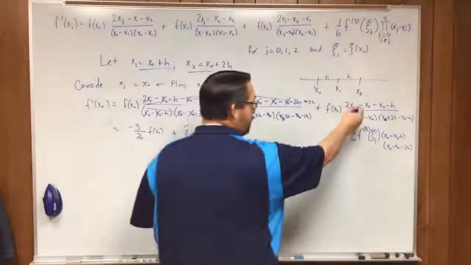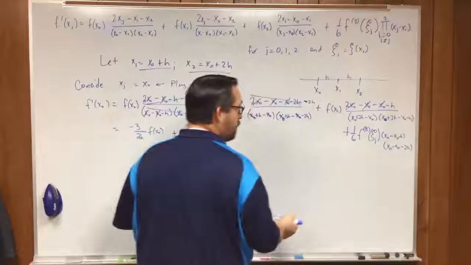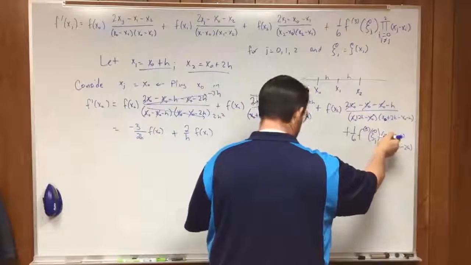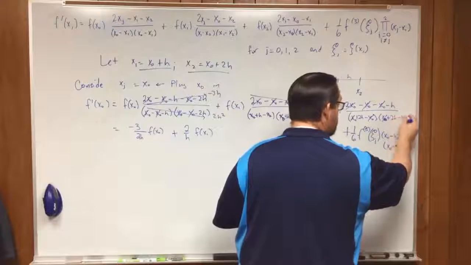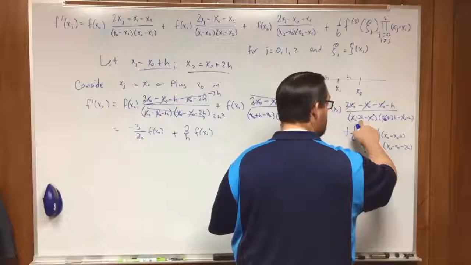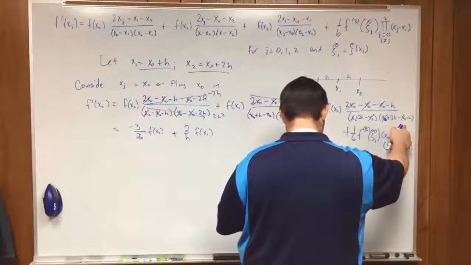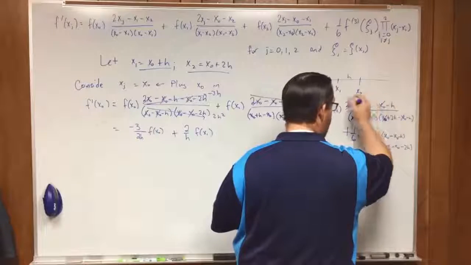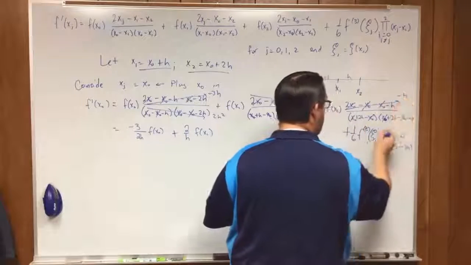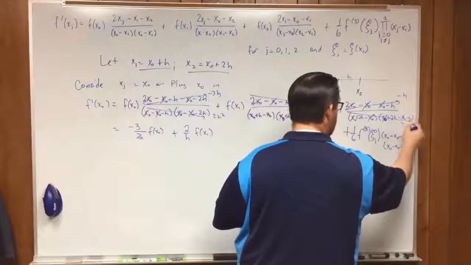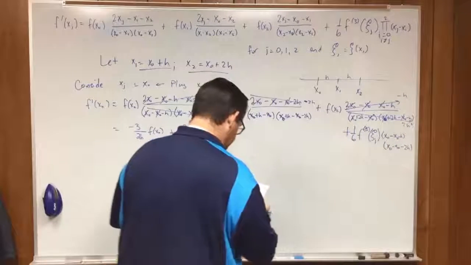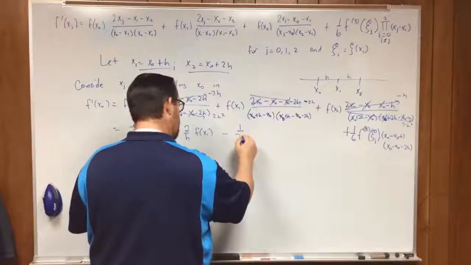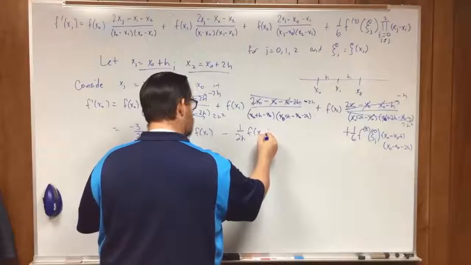And then this last one, 2x naught, x naught, x naught. You're left with a minus h on top. X naughts are gone here. These x naughts are gone, so you have 2h and that's just times h. So on top I have a minus h, and on bottom I have a 2h squared. So that should give me a minus 1 over 2h f at x2.